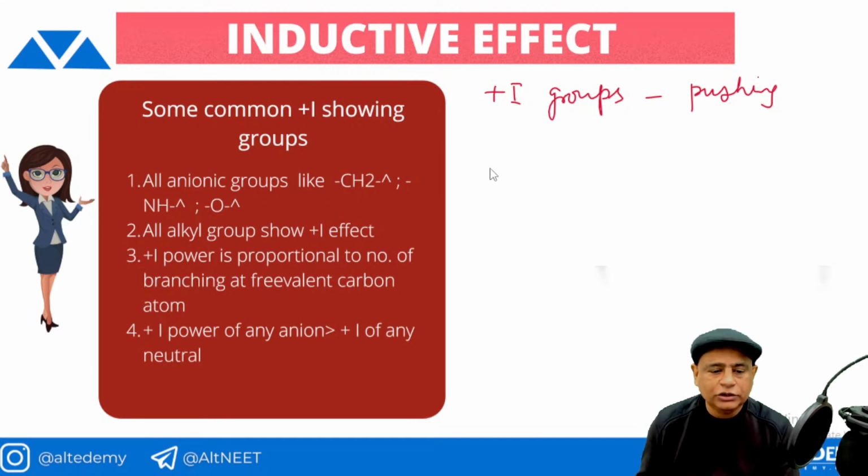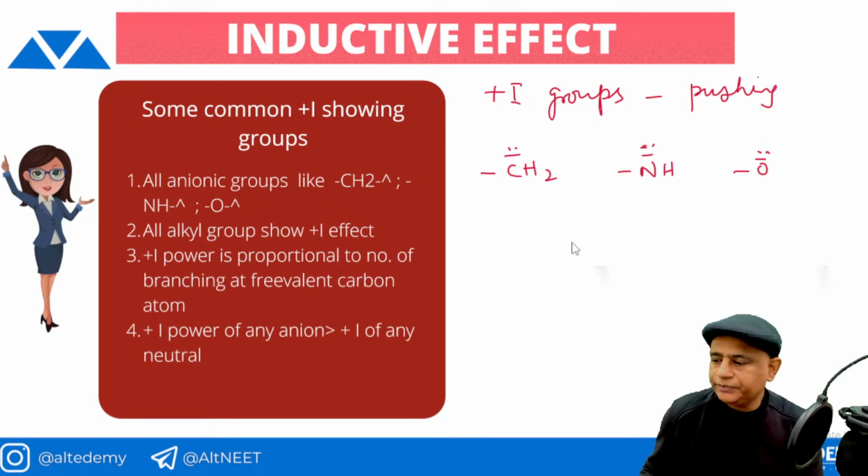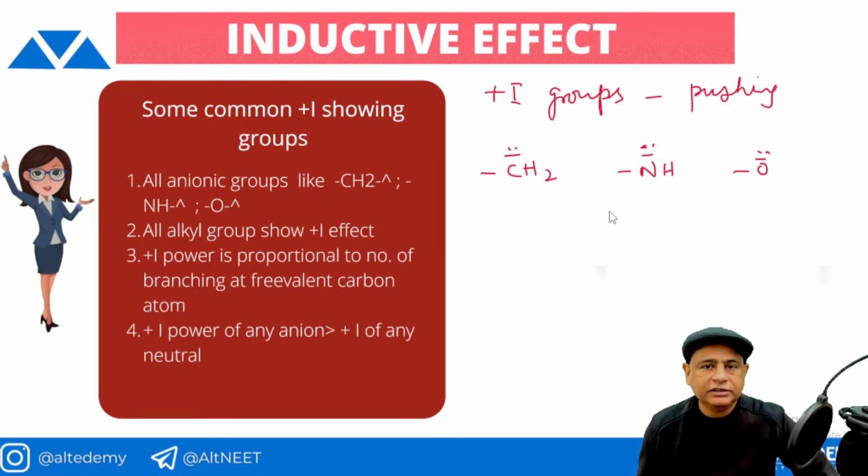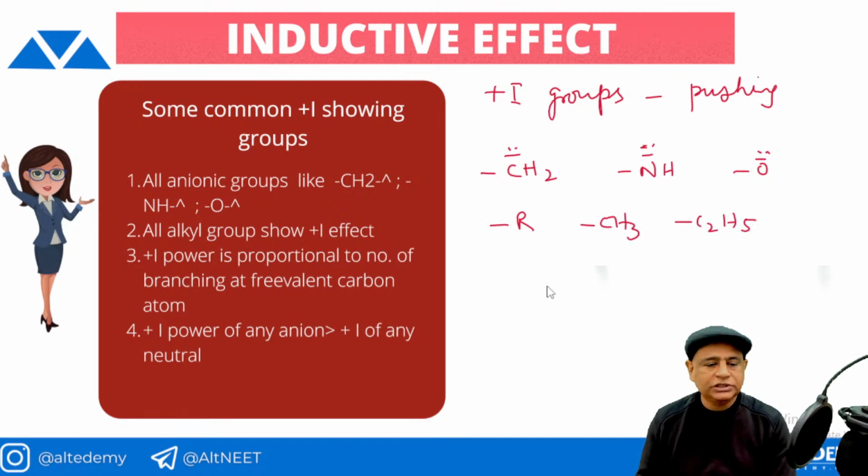We have all anionic groups. Let us say CH2 minus, NH minus, groups like this. We have O minus, such groups which have a negative charge. These groups will show positive inductive effect. All alkyl groups, generally represented as R, CH3, C2H5, these are all alkyl groups. Alkyl groups show positive inductive effect.